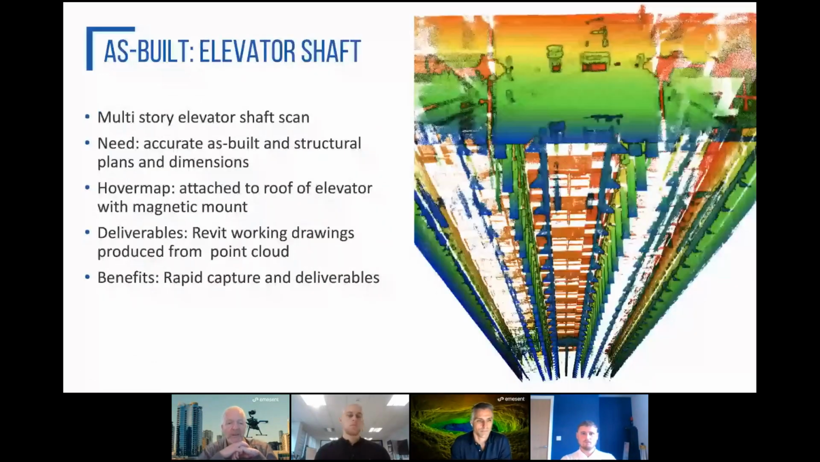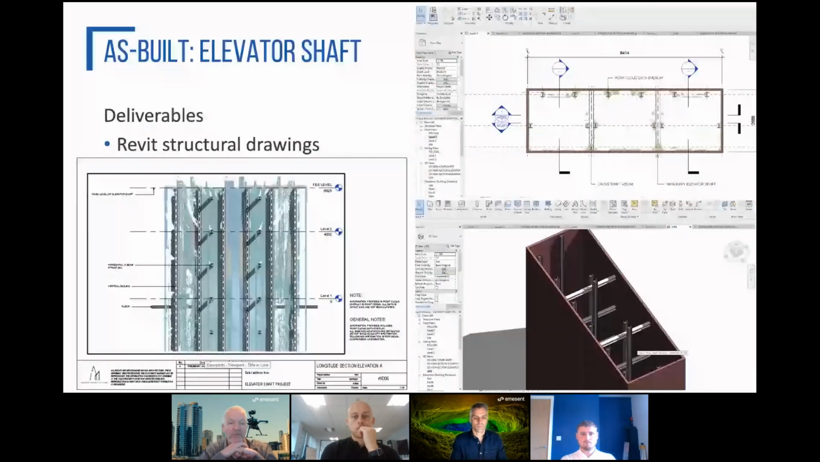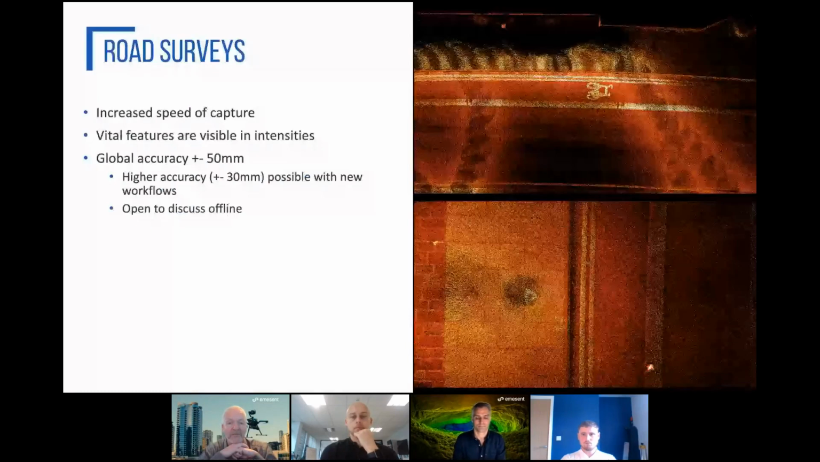Right, one more example here. This is of an elevator shaft. This is more of a proof of concept. We mounted the Hovermap magnetically to the top of an elevator and rode it up and down. It's given us some deliverable drawings that can be produced in Revit. Not complete because it was a proof of concept, but again, showing the area there. These typically don't exist in plans for a lot of as-built buildings. There are no plans for them. There are no accurate plans. And on the next slides, I'll explain a little bit further how this is a value.